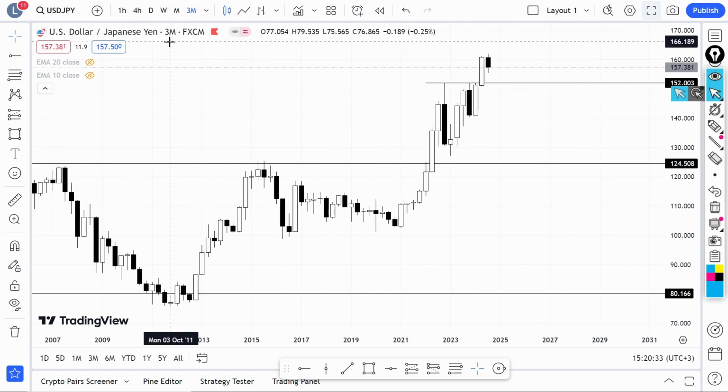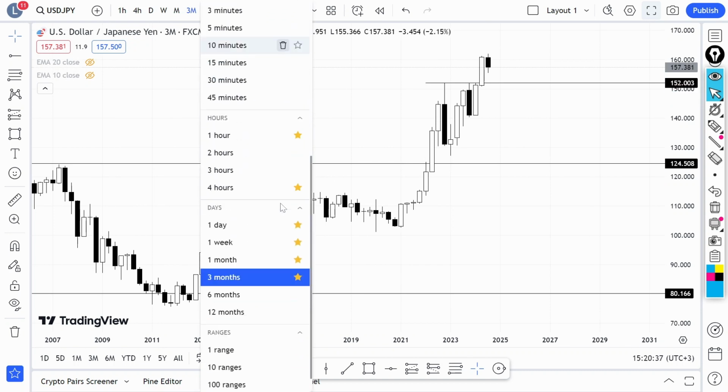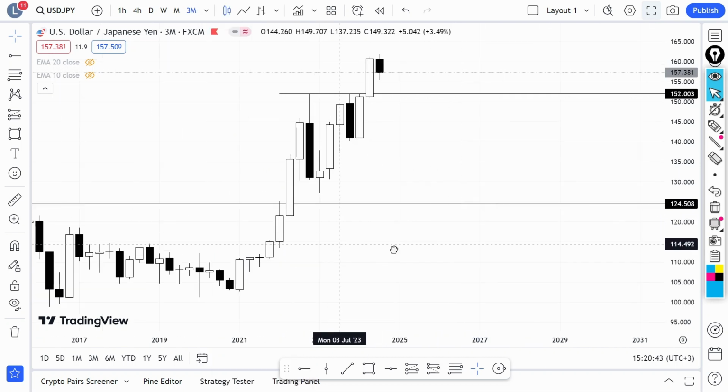The quarterly chart is basically the 3-month chart on your TradingView. If you go to time frames, just scroll down, you'll be able to see the months and the days, and you'll see a 3-month chart. That's basically a quarterly bar chart.